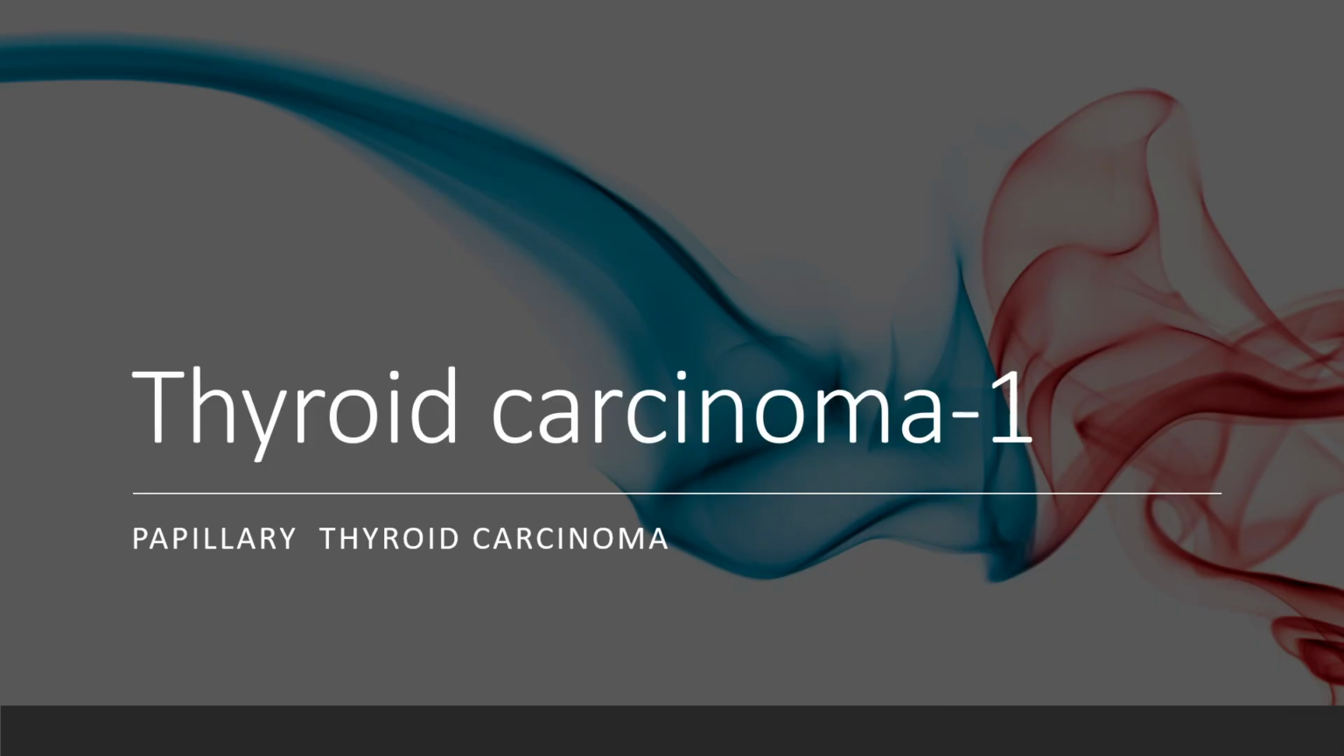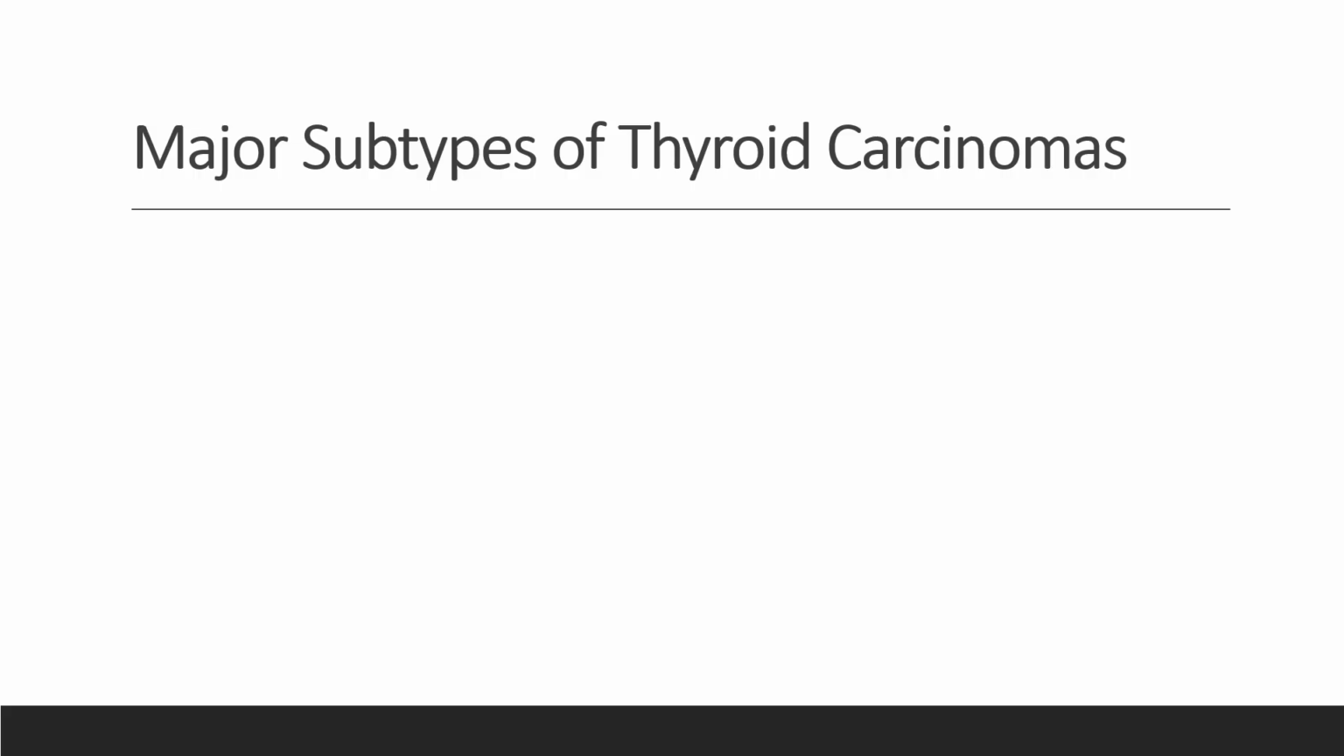Here we begin with introduction, pathogenesis, morphology of papillary thyroid carcinoma. And before going to the papillary thyroid carcinoma, we see the major subtypes of the thyroid carcinomas.